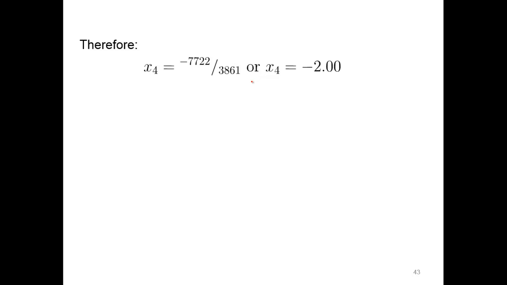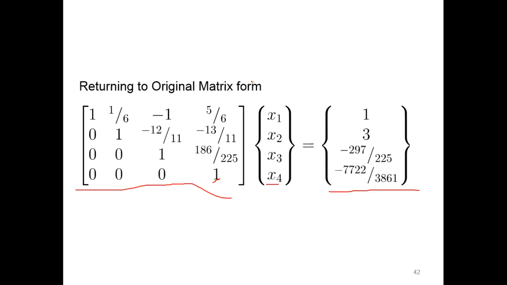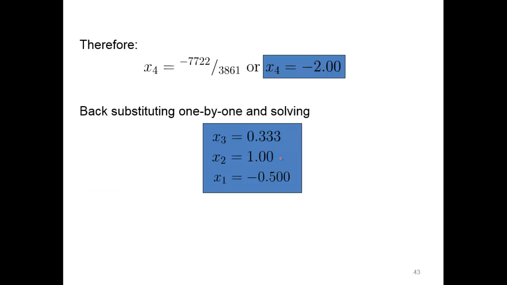Right? And we can back solve then using x4. Since we know x4 from this row, we can now solve for x3, etc., etc. And so we can solve for all those values and find what x1, x2, and x3 are. All right. So let's do that.